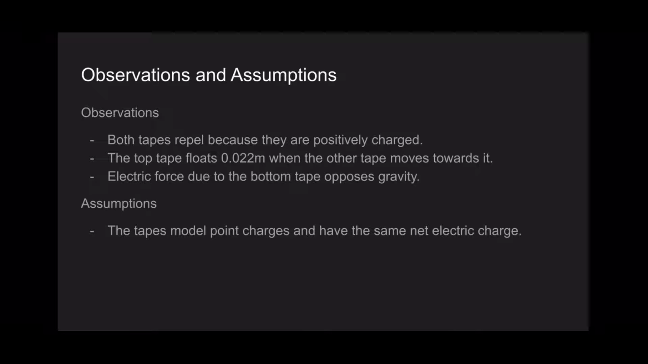After experimenting, I observed that both tapes repel because they have like charges of a positive charge. The top tape floats at a distance of 0.022 meters when the other tape moves towards it. The electric force due to the bottom of the tape opposes gravity. After the experiment, I assumed that the tapes model point charges and they have the same net electric charge.